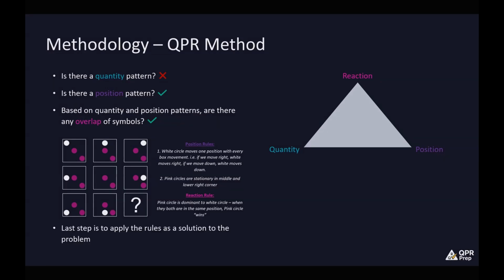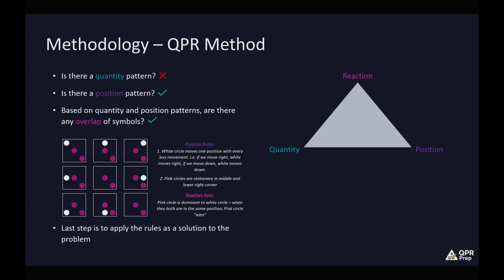Now that we have identified the concepts and the rules for this problem, the last step is to apply the rules as a solution to the problem. And here's the solution again. The rules are telling us that the pink circles should remain in their positions while the white circle should be positioned in the lower right corner. But because of the override pattern, the white circle will not be visible. The pink circle will be instead.